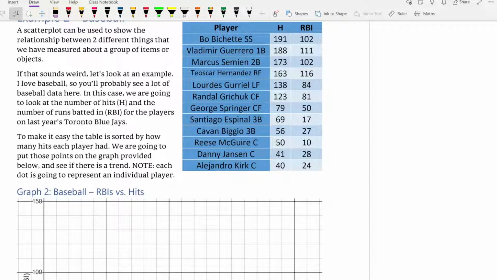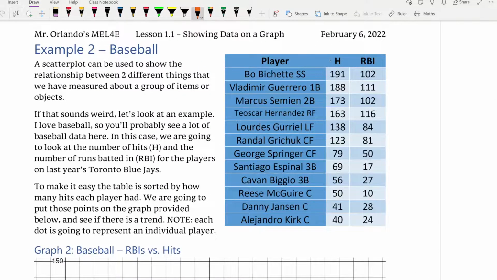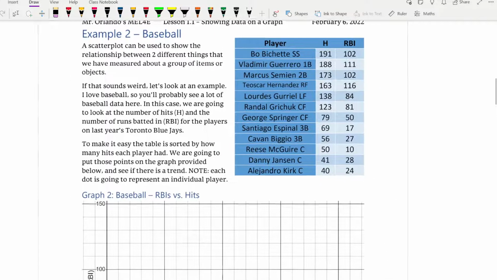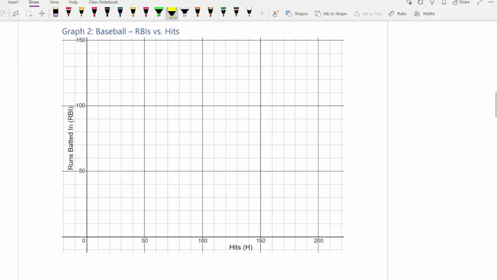But just to show you what we're looking at, this is baseball, and we want to see if there's a relationship between hits and RBIs. In other words, is there a relationship between how often a player hits the ball and how often they put a run in, they help their team score. So our first player here, Bo Bichette, shortstop, had 191 hits. We're going to have to do our best guess here, but 150, 160, 170, 180, 190. So 191 is going to be around about there.